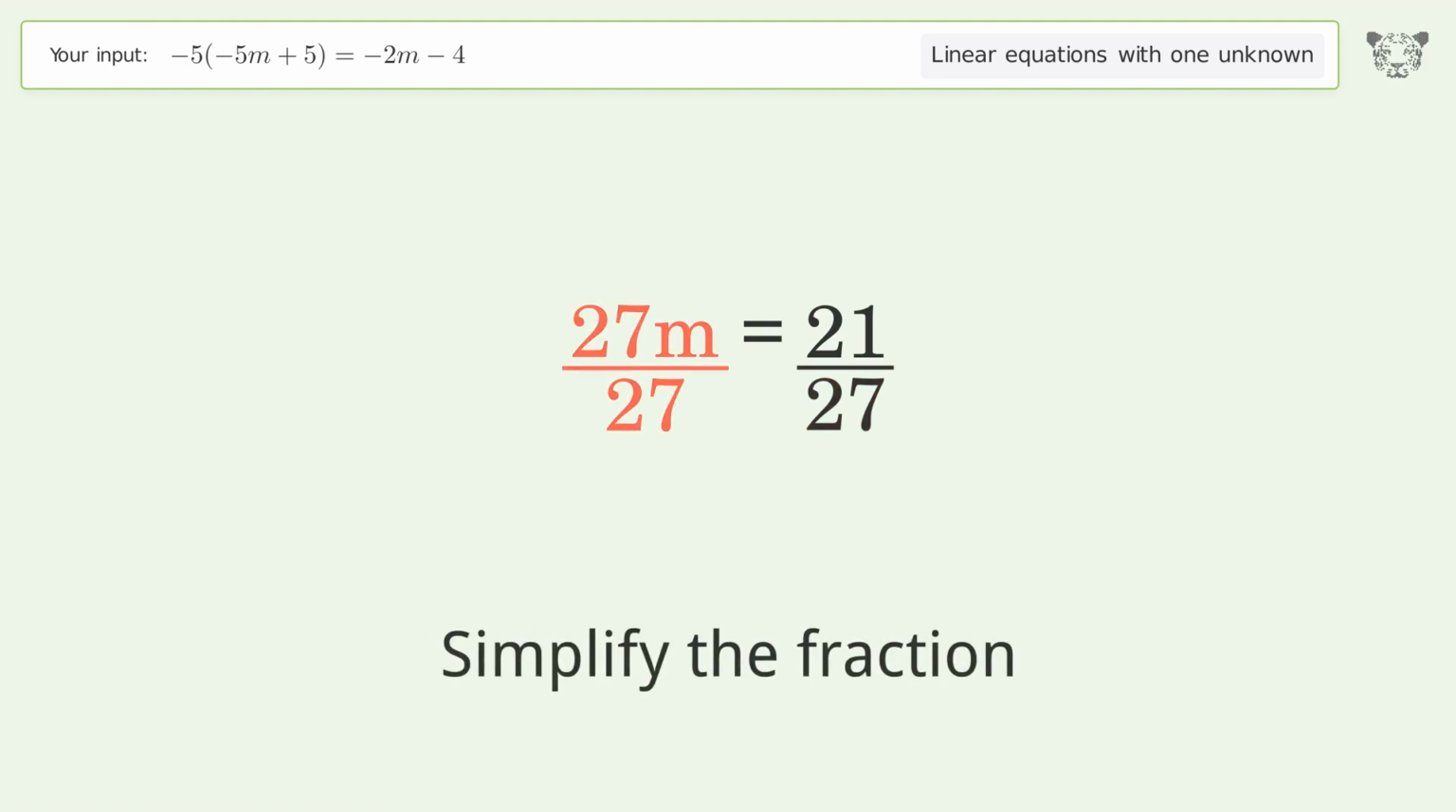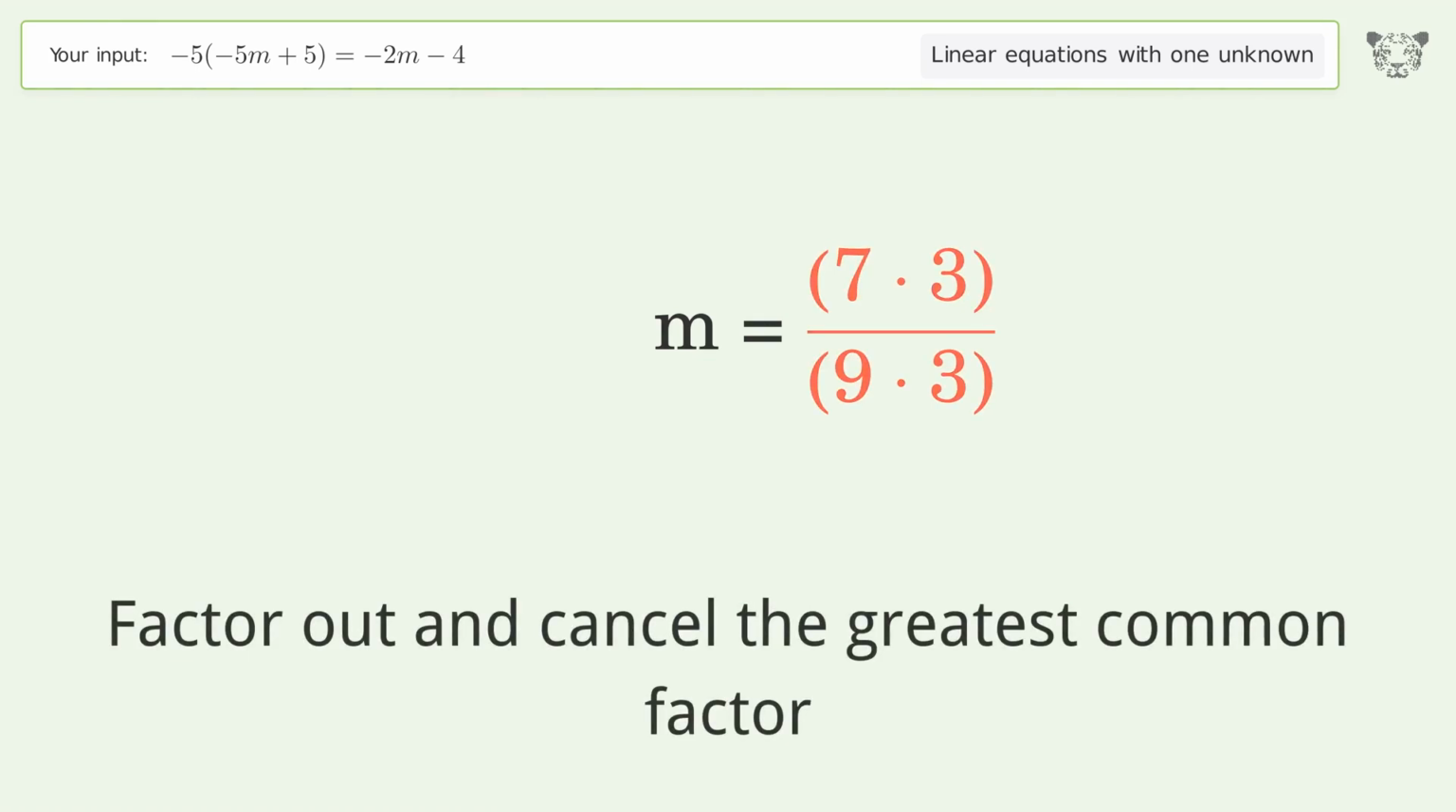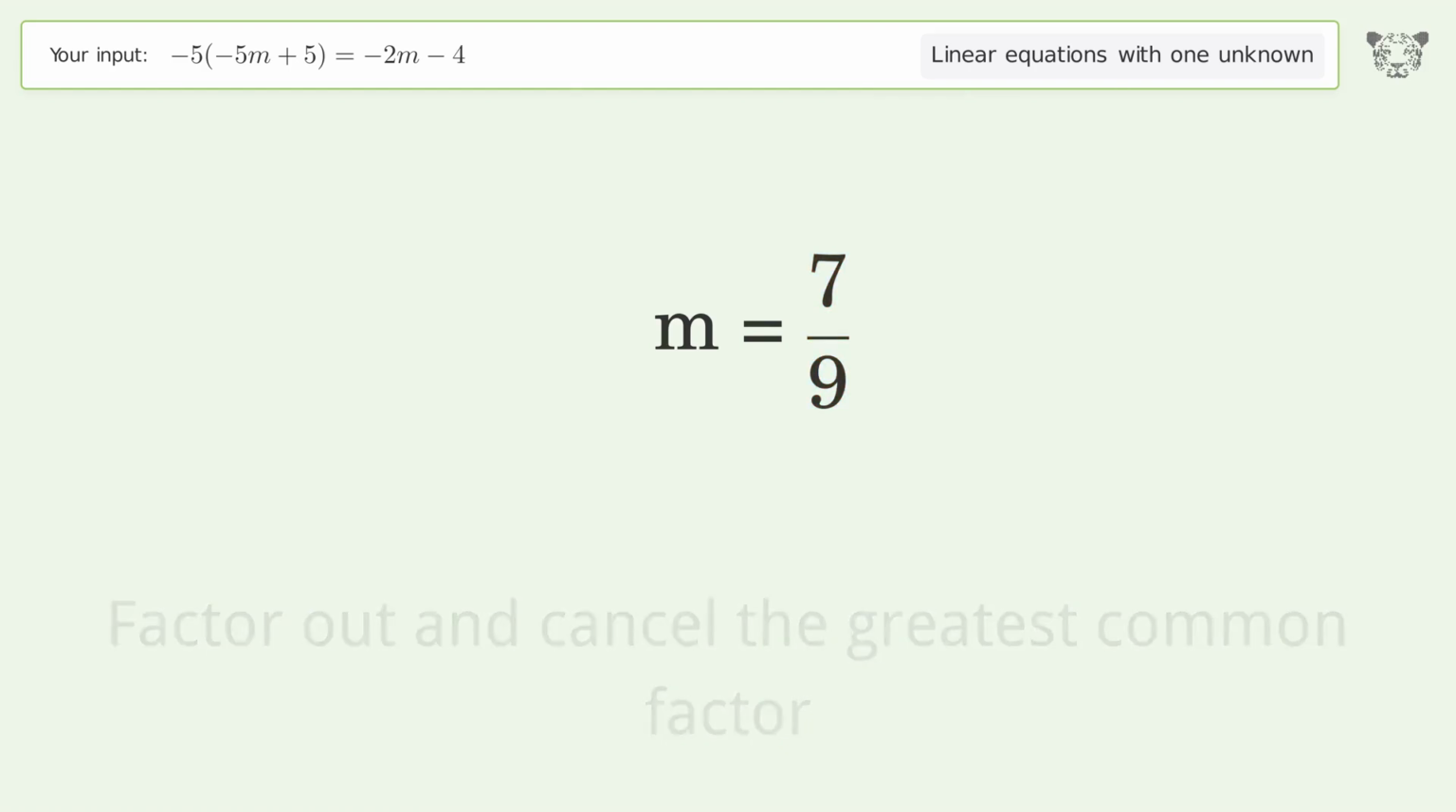Simplify the fraction. Find the greatest common factor of the numerator and denominator. Factor out and cancel the greatest common factor. And so the final result is m equals 7/9.